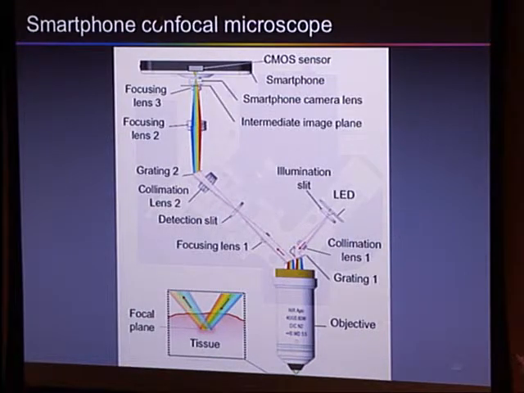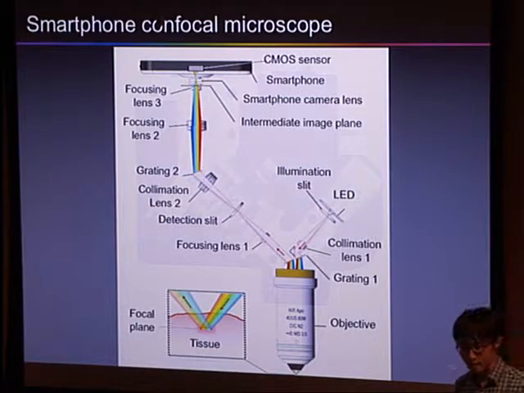Basically, we used an LED as a light source instead of a laser, and this LED was like $8 or something. It's similar to the schematic that we just saw before. The light is collimated and diffracted, shines on the tissue, comes back, and is filtered by the detection slit over here, then respread, goes to this CMOS sensor, and gets detected.